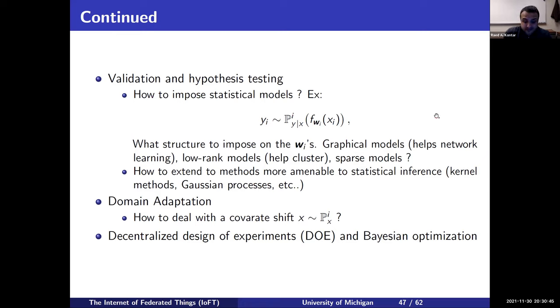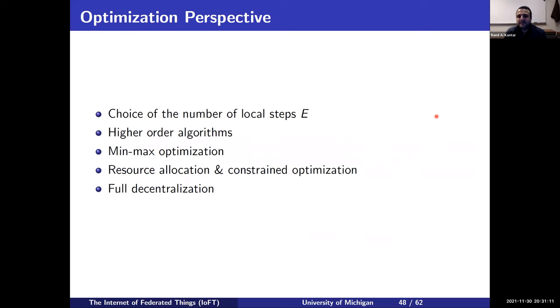Interestingly, we have a great opportunity nowadays. We can collaborate to optimize our designs. Instead of one person doing a design of experiments and finding the best, let's say, process parameters in a manufacturing setting, we can collaborate together to do this process design and optimal design process. But how to do that in a collaborative way that preserves privacy? Those are very interesting questions from a statistical perspective.